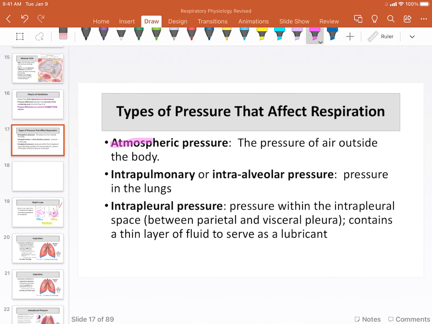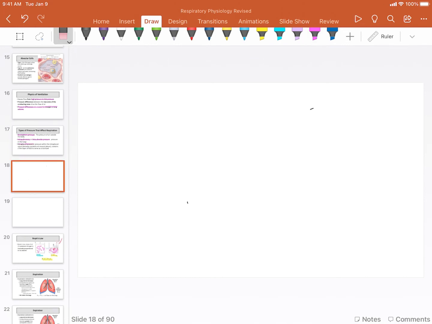The first is atmospheric pressure, and that's fairly straightforward and easy to understand. The second is interpulmonary or interalveolar pressure. Either term is fine, they mean the exact same thing. And the third is this interpleural pressure. Okay, to help you understand, we're going to do a quick series of drawings here. We'll start by defining atmospheric and interpulmonary or interalveolar pressure.